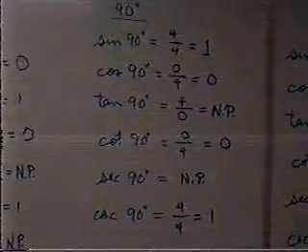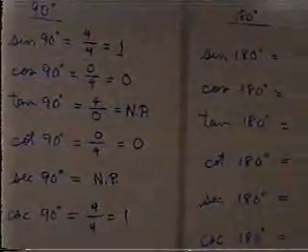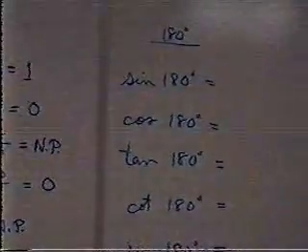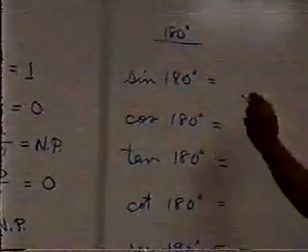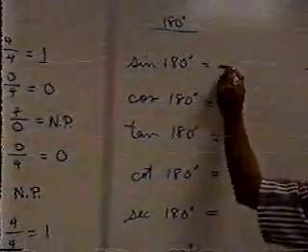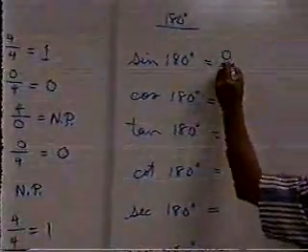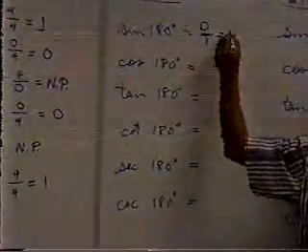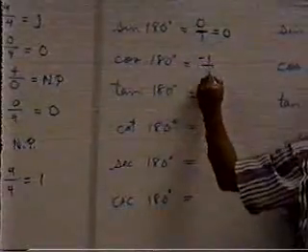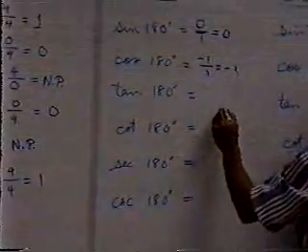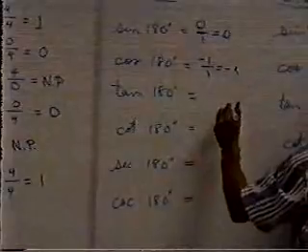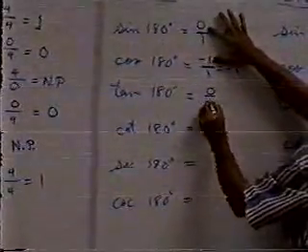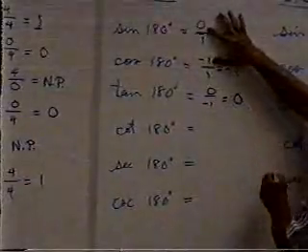All right, now let's look at 180 degrees, and let's just look at all of them at once. 180, sine is, let's see, the y is 0 over 1. R is always positive, so that answer is 0. Cosine is minus 1 over 1, so the answer is minus 1. Tangent is sine over cosine, 0 over minus 1, so that's 0.